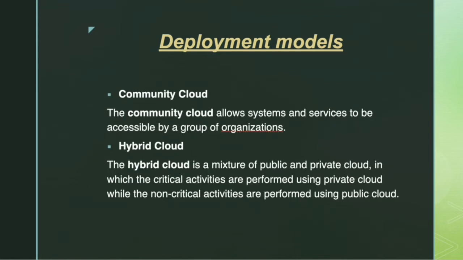Third, community cloud. The community cloud allows systems and services to be accessible by a group of organizations. Fourth, hybrid cloud. The hybrid cloud is a mixture of public and private cloud, in which the critical activities are performed using private cloud while the non-critical activities are performed using public cloud.